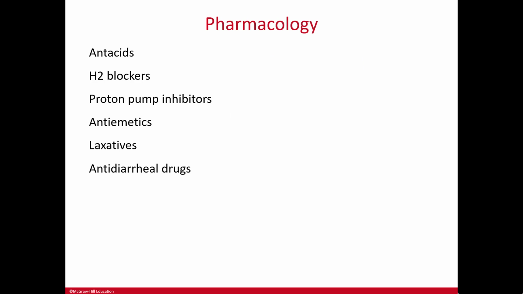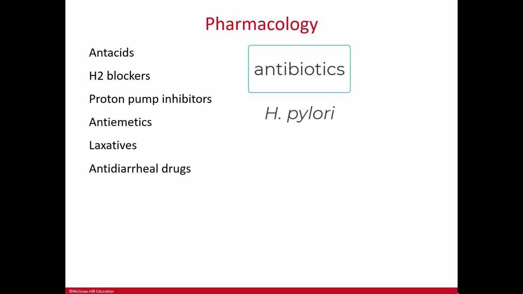And then, of course, it's not listed on this slide, but another weapon in our arsenal against gastric ulcers is antibiotics for the treatment of H. pylori, that Helicobacter pylori. Remember, that was the bacteria that weakened the mucosal layer. So antibiotics like amoxicillin or clarithromycin are also used to treat gastric ulcers.